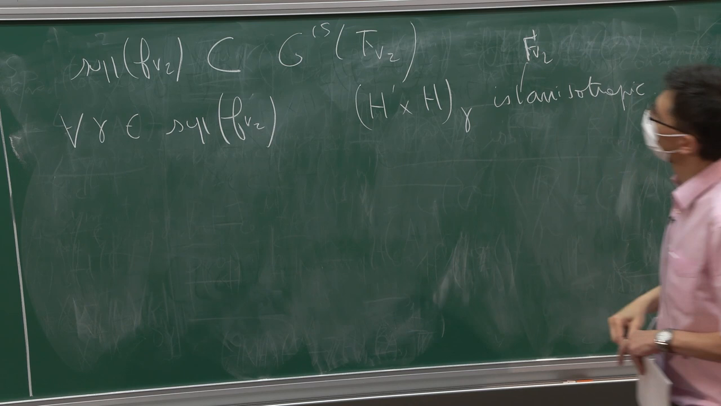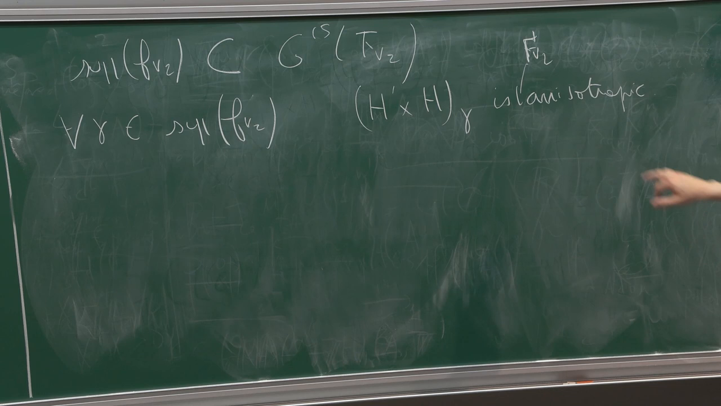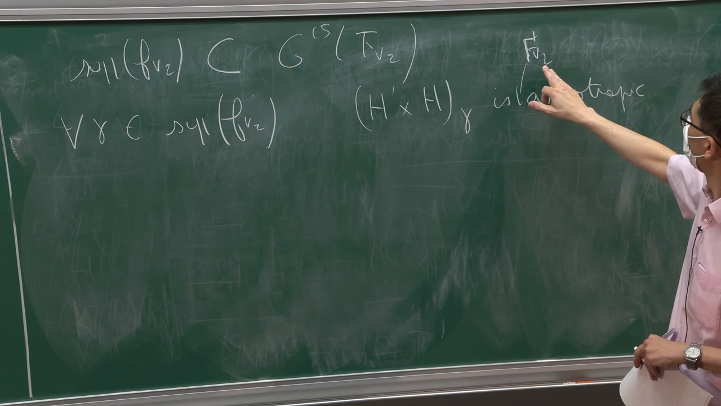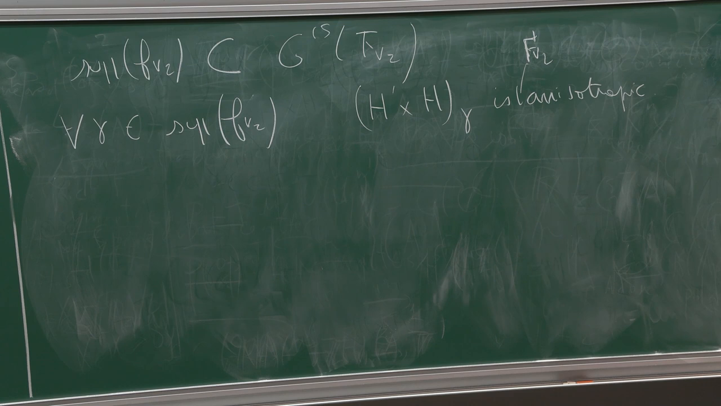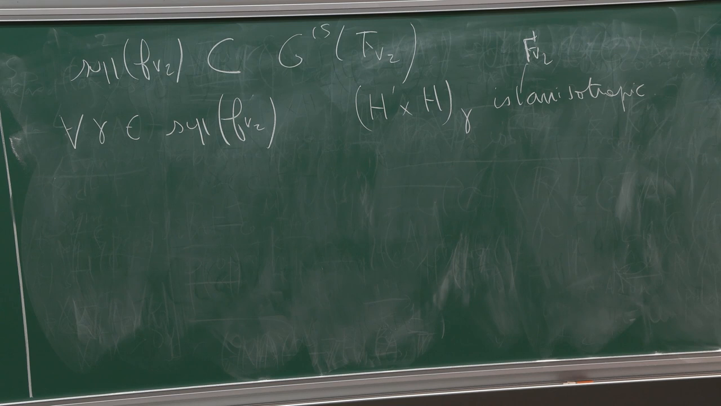So this condition says that the characteristic polynomials of elements in the support are, in fact, irreducible over this field. So this happens if this field is p-adic, for example. So this condition is not always non-empty, but there are interesting cases where it is non-empty.